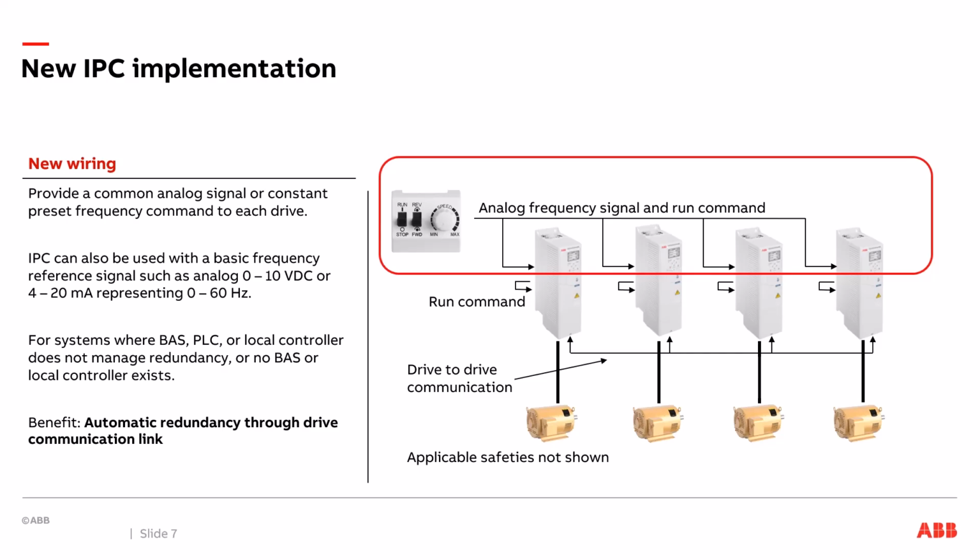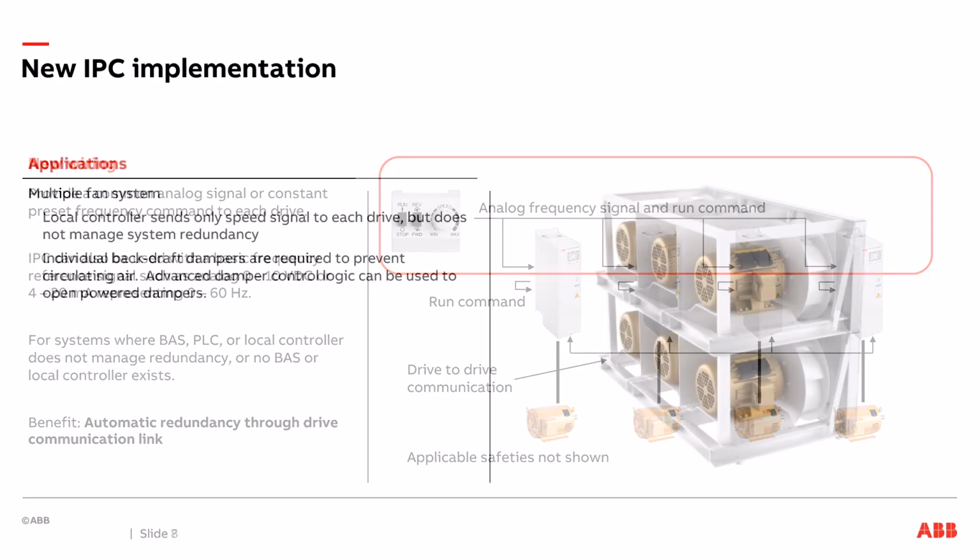So my simple local controller cannot provide me this automatic system redundancy, it just provides a simple speed signal to each drive, and I need 3 out of 4 drives always running. If any one of these drive motor combinations were to go down on a fault, the other drive will automatically kick on and pick up the slack.